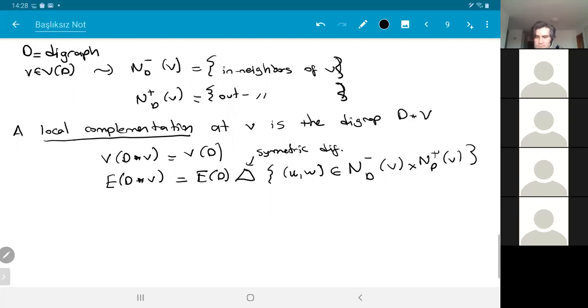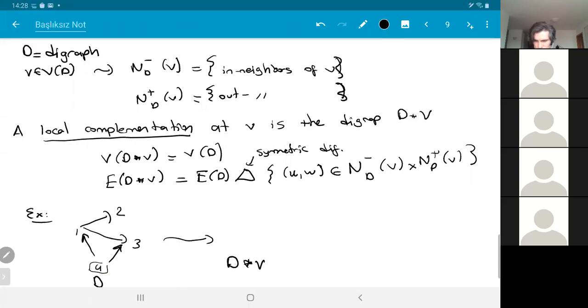So what we are doing is this. Let's say we have this graph, and I want to take the local complementation of G at 4. Let's try to find this set for vertex v. If we have a pair (u, w) in this set, it means I have an edge from u to v and from v to w, because u is in the in-neighborhood, which means there is an edge from u directed to v, and w is an out-neighbor, so there is an edge from v directed towards w.